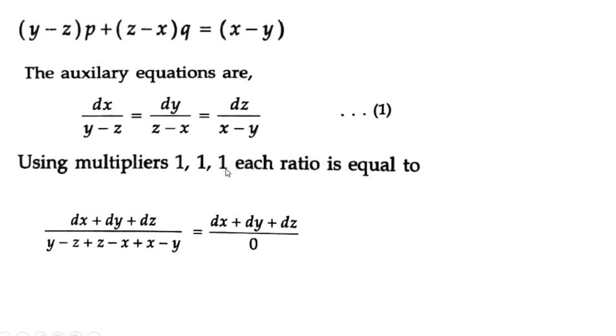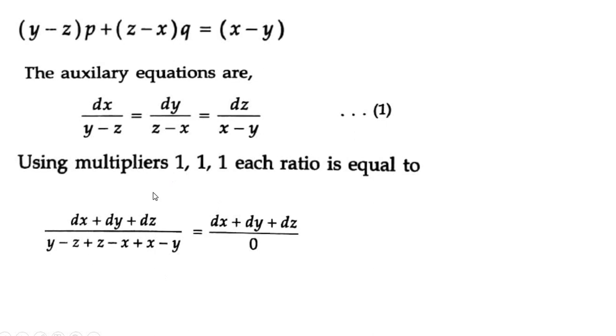So if I use the multipliers 1, 1, 1, what will you get? 1 into dx plus 1 into dy plus 1 into dz divided by 1 into y minus z, which is y minus z, plus 1 into z minus x, which is z minus x, plus 1 into x minus y, which is x minus y. You get your denominator in this way, right? So what gets cancelled? y, minus z plus z, minus x plus x will get cancelled. So you have to apply the trial and error method and see what multiplier, if you apply, gives you the denominator equal to 0.